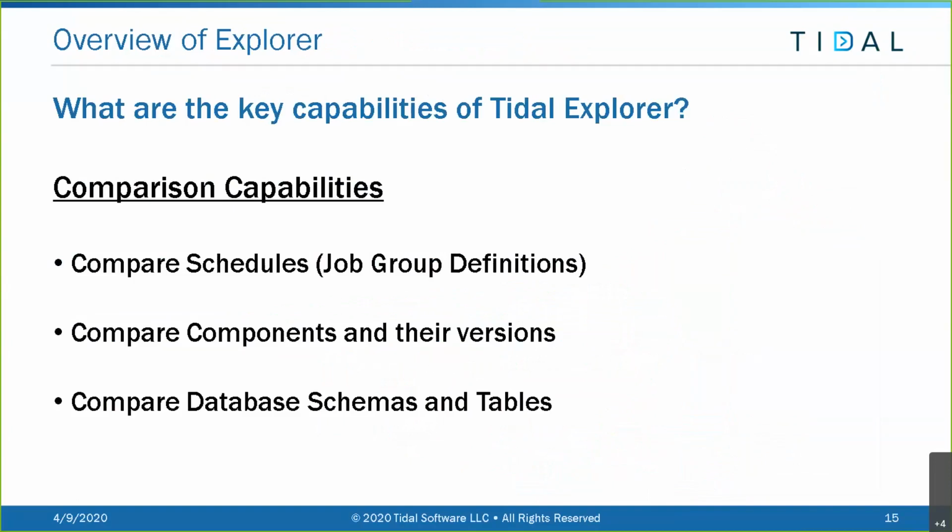Other key capabilities are going to be comparison capabilities. We're going to be able to compare schedules, job group definitions. That's going to come in handy when perhaps you've made a change and you want to make sure that the change has taken as you have intended, or maybe you performed a transport of a job group from one environment to another, and you want to make sure that you didn't miss anything.